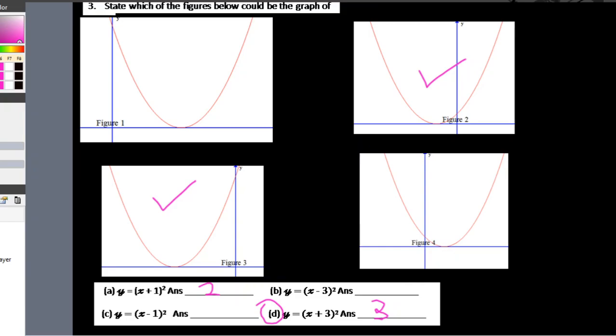Similarly for part B, it's (x - 3) whole square. So the graph will be moved 3 units to the right, so that would be figure 1. And then part C's graph will be moved 1 unit to the right, so that would be figure 4.